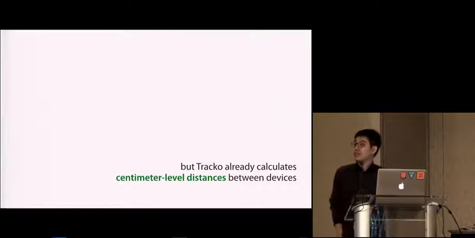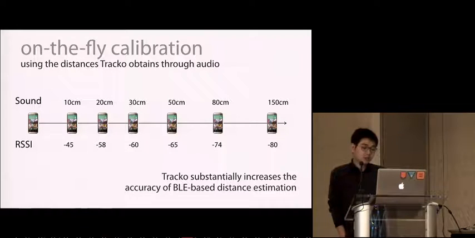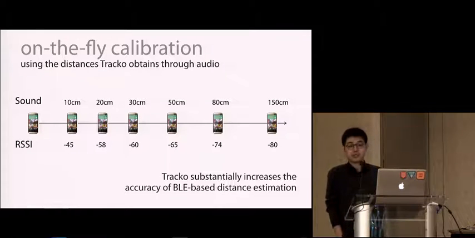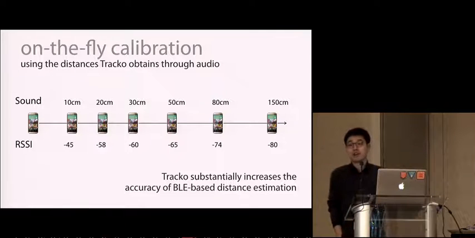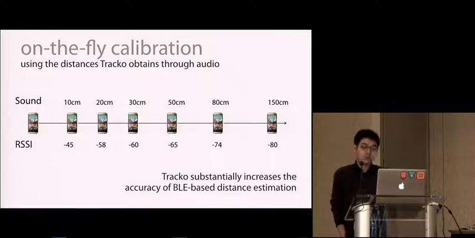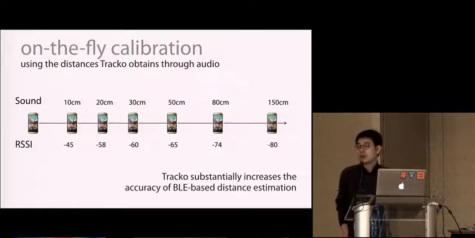But Tracko can calculate the centimeter-level distance between the devices through Bluetooth Low Energy. The way we did it is we get the accurate distance from the audio cue. So when Tracko is running, we build a lookup table that maps the Bluetooth signal strength to precise distances. Basically, we calibrate the signal on the fly continuously. Later on, when a new signal comes, we use the lookup table to calculate the distance. In this way, Tracko increases the accuracy of BLE-based distance estimation.